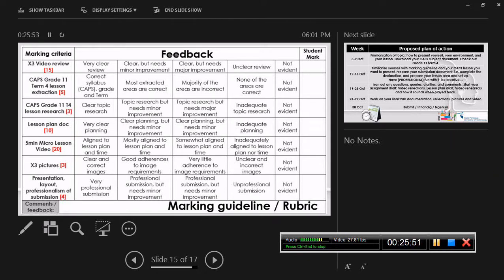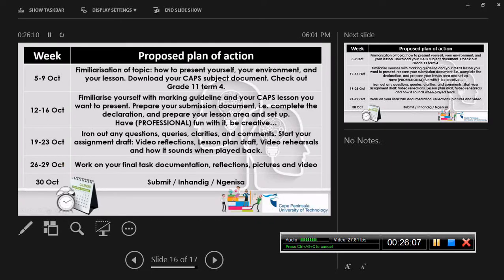Then 20 marks for your micro lesson, and then 3 marks, 1 per picture for the 3 pictures, and then overall your presentation layout, your professionalism of your assignment submission. So please make sure that you follow this criteria in order to submit quality work.